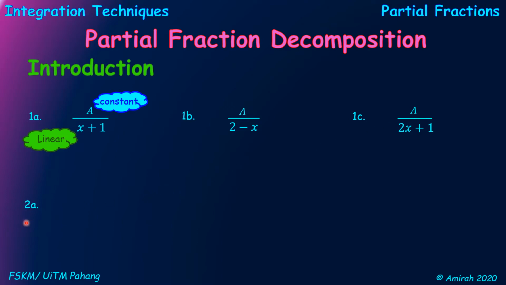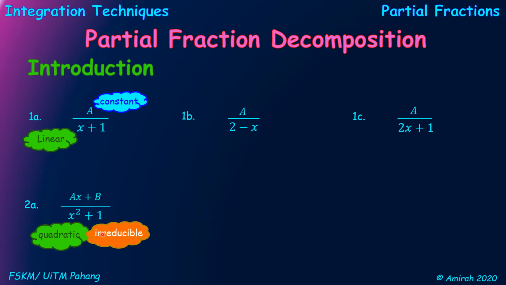Okay, and then we continue with 2a. We have fraction with denominator x squared plus 1, which is quadratic factor. And this is irreducible quadratic factor. Irreducible here means cannot factorize. So we can write the numerator equals to Ax plus B, which is linear function. From numerator, we have two constants, A and B. Two constants here because denominator has degree 2.